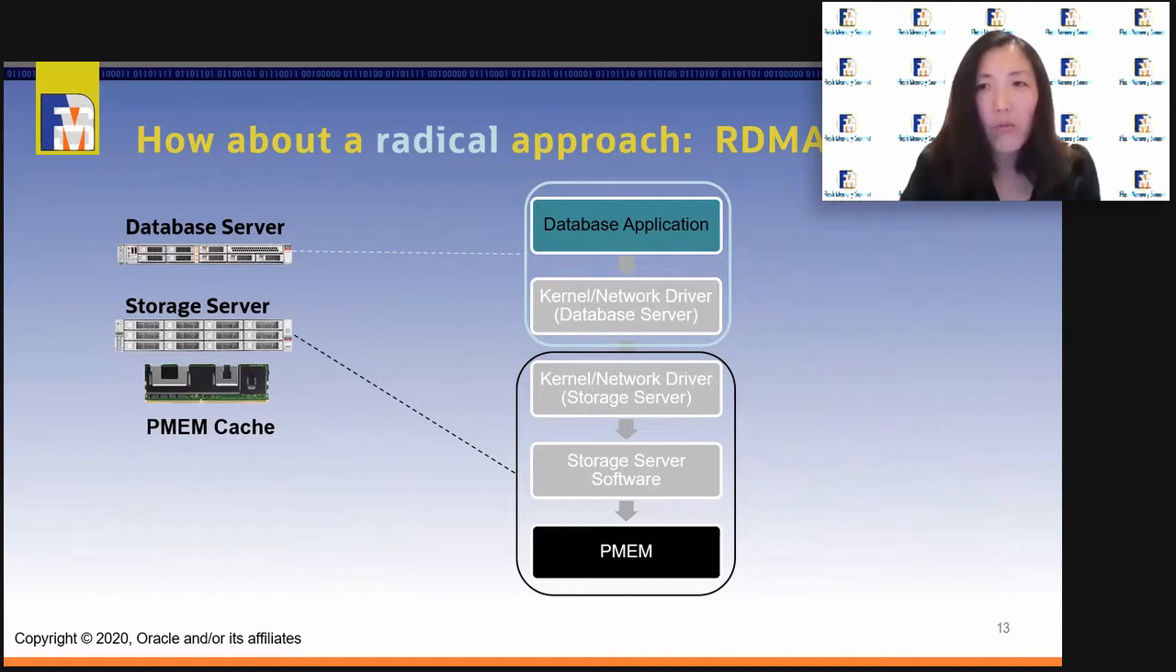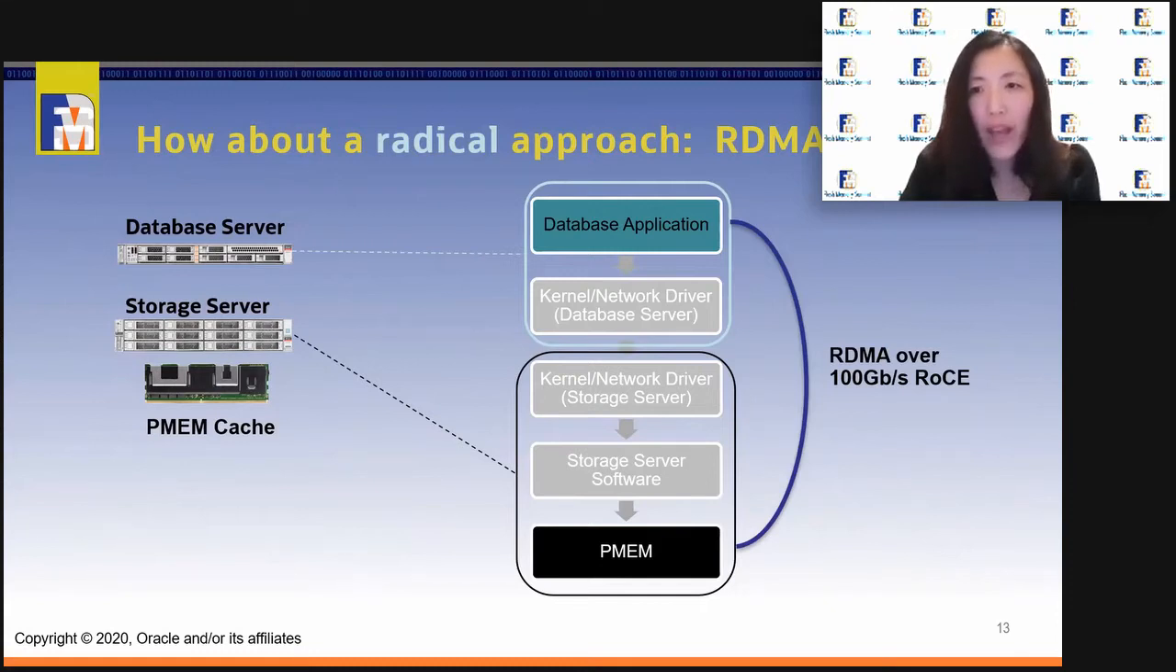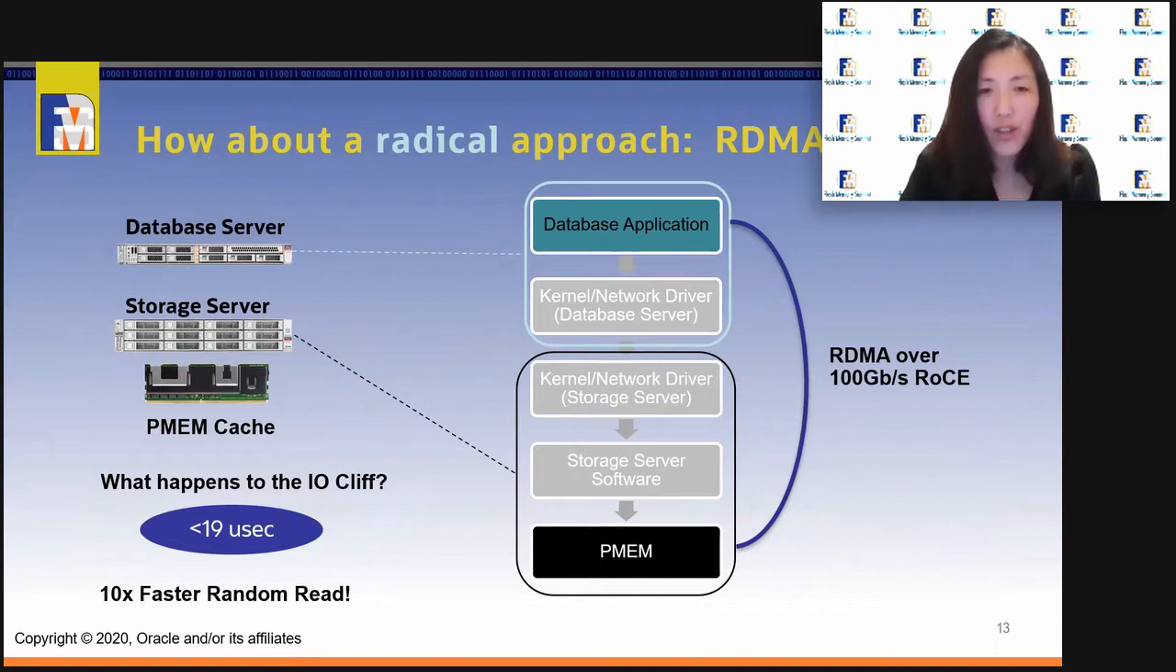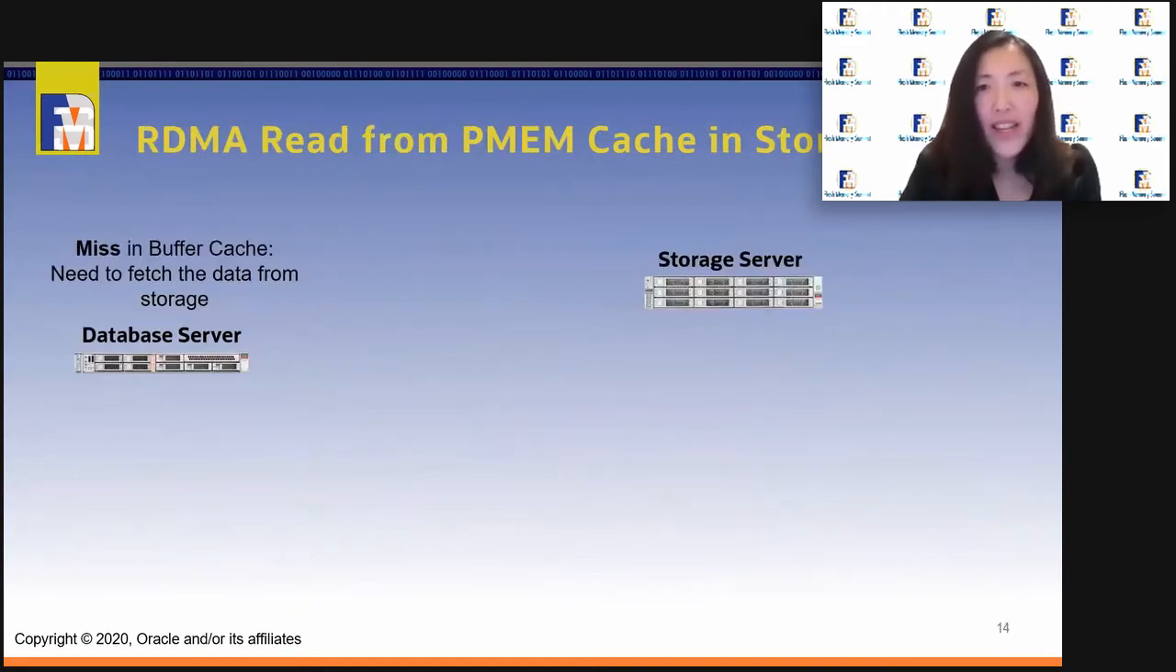How about I choose a different way to do my read? How about I get rid of all the I/O overhead and perform a direct DMA, RDMA, over my 100 gigabit RoCE? How does that look? If I were to do that, I'm actually able to achieve sub 19 microsecond latency on an Exadata system. And this is 10x faster random read. So let's take a closer look at how we actually accomplish that.